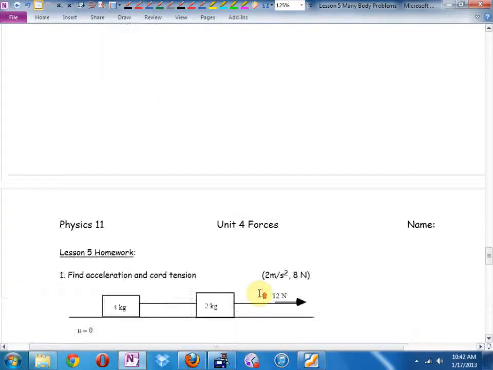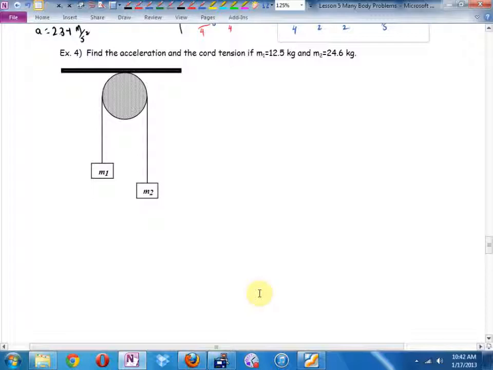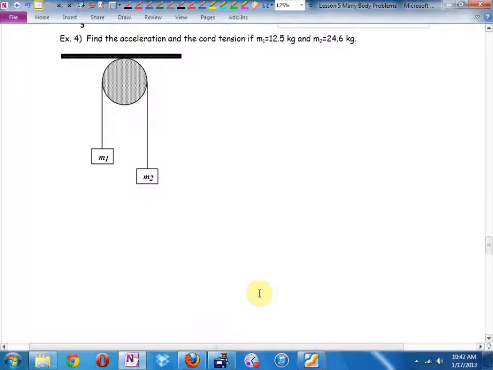Example 4, last one, says find the acceleration and the chord tension if mass 1 equals that and mass 2 equals that. Try this one on your own. Now remember, we use both masses to find the acceleration. To find the tension, you go look at one mass. If you can't remember, go check your notes. I will slowly do this up here, so I'm not going to freeze the screen. If you get stuck, you can look up and see if you can figure this out.